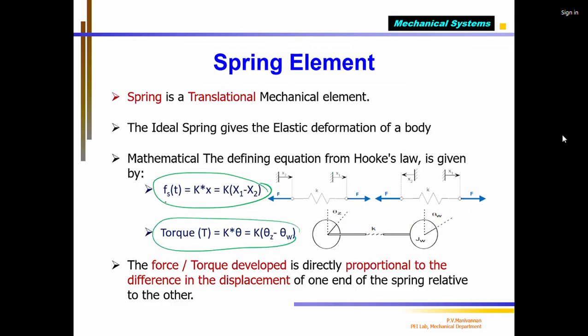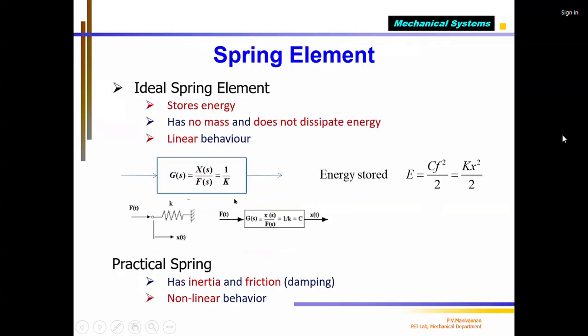Spring can be applied with force or torque. For twisting force, there is a stiffness K, and this is angular rotation. This is linear displacement. Correct. So this is the mathematical model of a spring in terms of torque and theta, or force and displacement. Already we saw. Then ideal spring: it can store energy. It doesn't have mass, does not dissipate any energy. Spring can only store potential energy. It has a linear behavior.